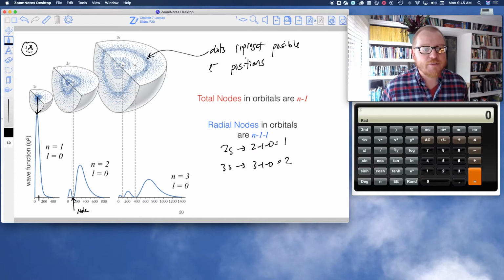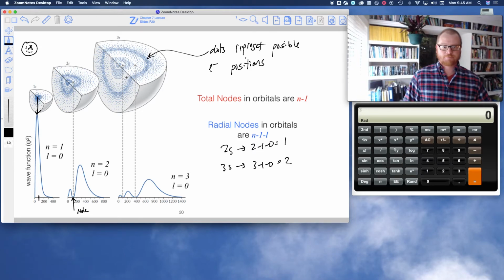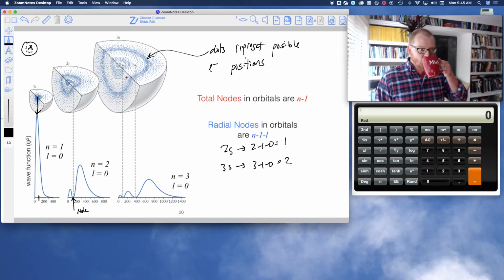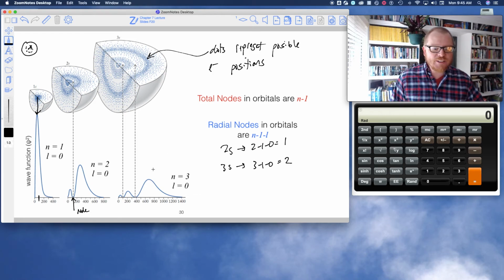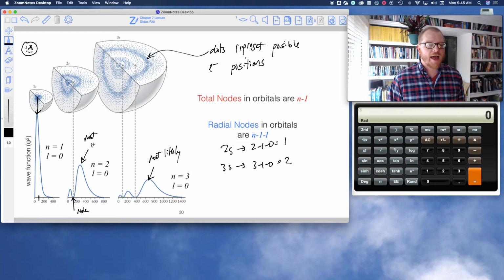And you can see they're given by these regions of no electron density, all right? And what you also notice, based on the height of the peak for 3s, that's the most likely position. For 2s, that's most likely. And you can see for 1s, there's only one peak, so that's the most likely place.